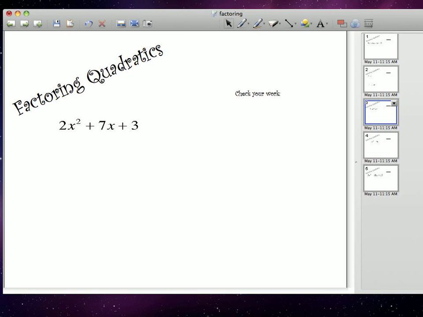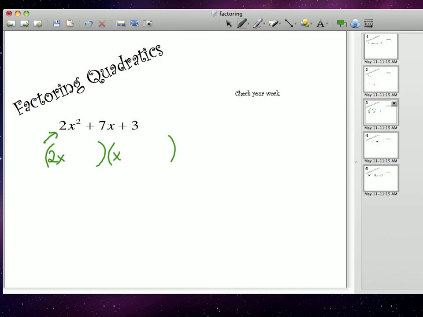Okay, our second example, this one isn't quite going to be so simple. We have a coefficient of 2. So we're not going to simply be able to add up our two factors and get 7. The 2 is going to throw us off. It's not quite as hard as you think, because basically there's only one way you're going to get 2x squared. That's by multiplying a 2x and an x for our first term.